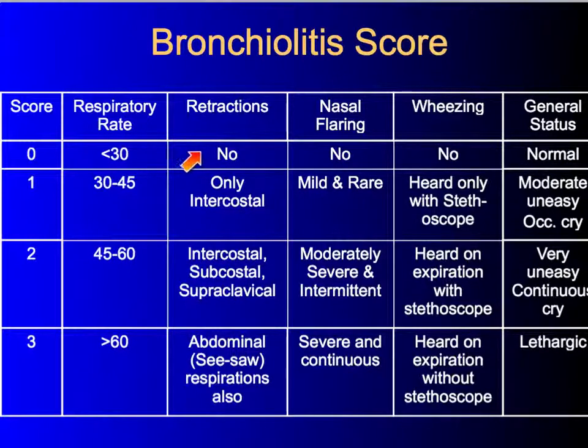For retractions, no retractions or only intercostal retractions would be a 1. Intercostal, subcostal, or supraclavicular would be a 2. And if they have the abdominal seesaw respirations, that's a number 3. For nasal flaring, if there's no nasal flaring, that's a 0. Mild and rare is a 1. Moderately severe and intermittent is a 2, and severe and continuous is a 3.